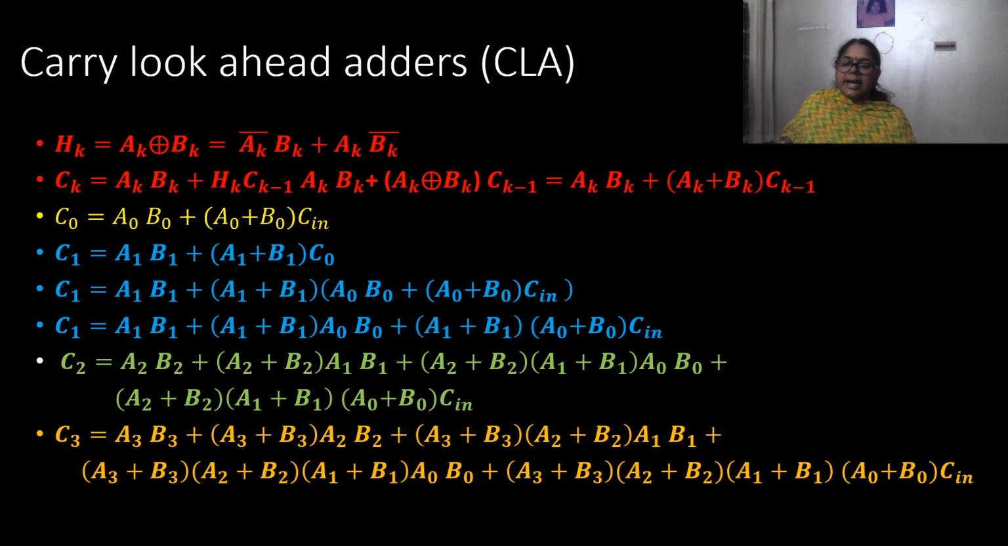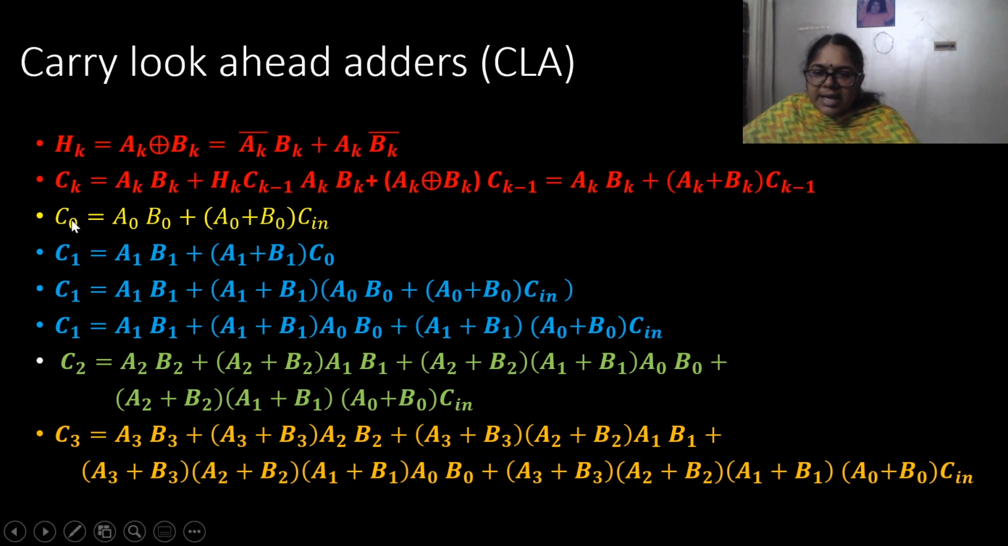Now we have seen that the half sum, that is HK is equal to AK XOR BK, or it is A bar B plus AB bar. Similarly, the new carry is equal to AB plus A XOR B into C, or it can be written as AB plus A plus B into C. So I told you we can use XOR and OR operation interchangeably in the expressions for new carry. So from this we can take the value of K as 0, 1, 2 and 3 for 4-bit adder.